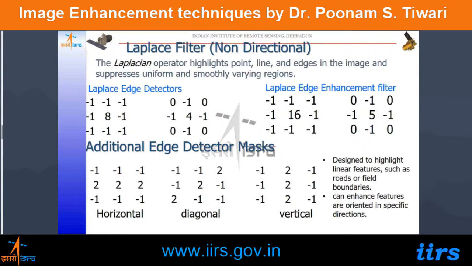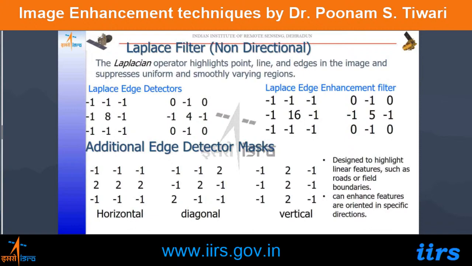Now coming to non-directional edge enhancement filters, the first one is the Sobel filter. Okay, so this is the expression for the Sobel filter. The output for the Sobel filter would be the square root of X squared plus Y squared, where X is brightness value 3 plus 2 into brightness value 6 plus brightness value 9 minus brightness value 1 plus 2 into brightness value 4 plus brightness value 7.